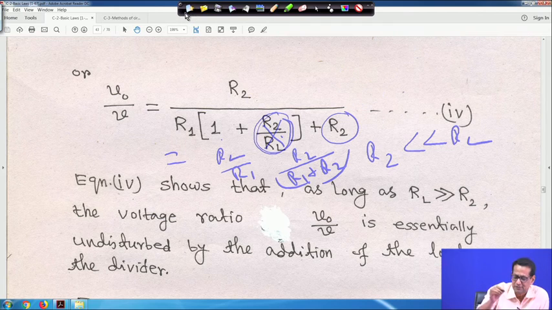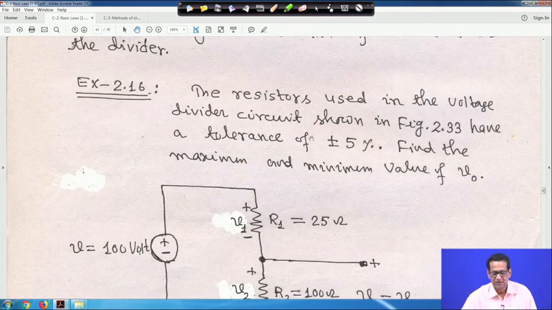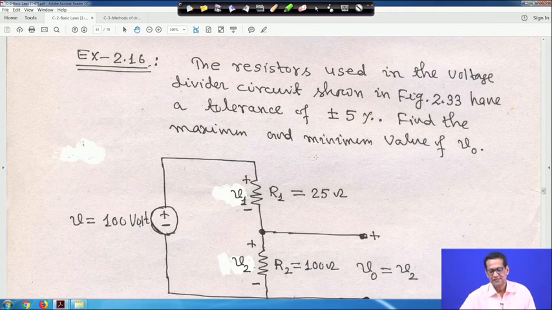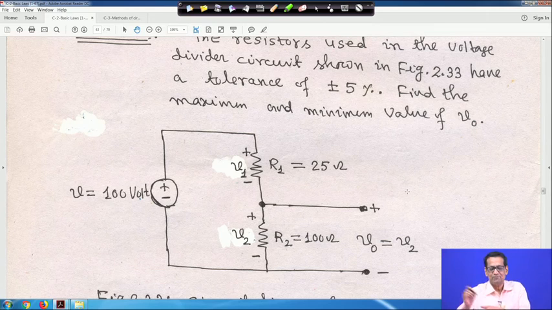Okay, let me clean it. So, take one small example. This is a small exercise that will be given for you. The resistors used in the voltage divider circuit shown in figure 33 have a tolerance of plus minus 5%. So, find the maximum and minimum value of V0. You have to find out, given that all the resistance tolerance is plus minus 5%.